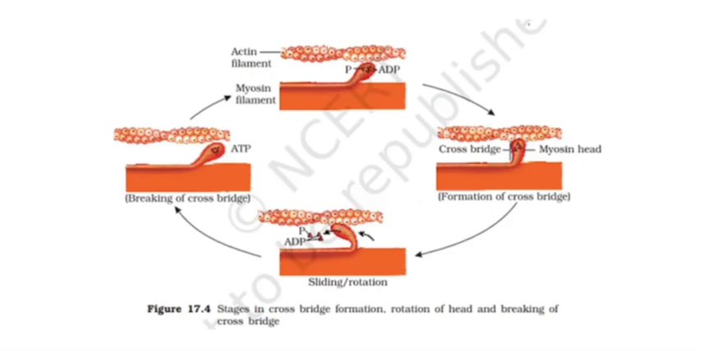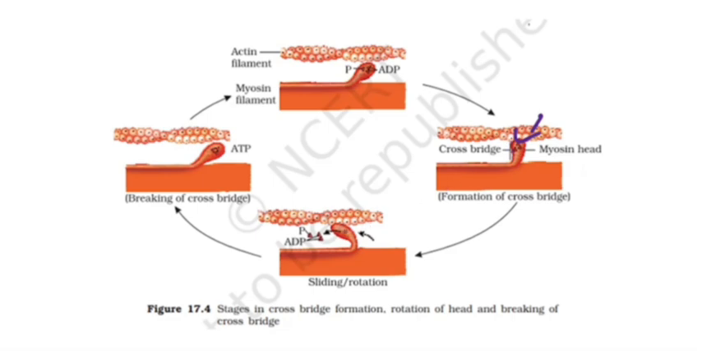So this process is taking place. Now see this diagram. Actin filament is present and myosin filament is present. When the actin filament binds with the exposed site of the myosin, we see the cross bridge formation taking place, and sliding rotation is taking place. The myosin head is in a straight position, but after formation of a cross bridge, it leads to rotation here.